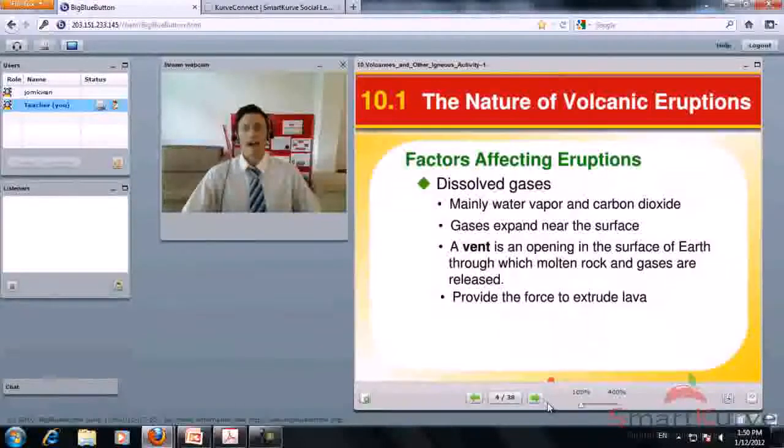Let's look at some factors that affect eruptions. Here we're on page 4. Another one, we talked already about dissolved gases. Mainly, when we talk about these gases, that's water vapor, which we already talked about, and carbon dioxide. Of course, these gases will expand near the surface. That's because as the lava and the gases come up towards the surface, there's going to be much less pressure on those gases.